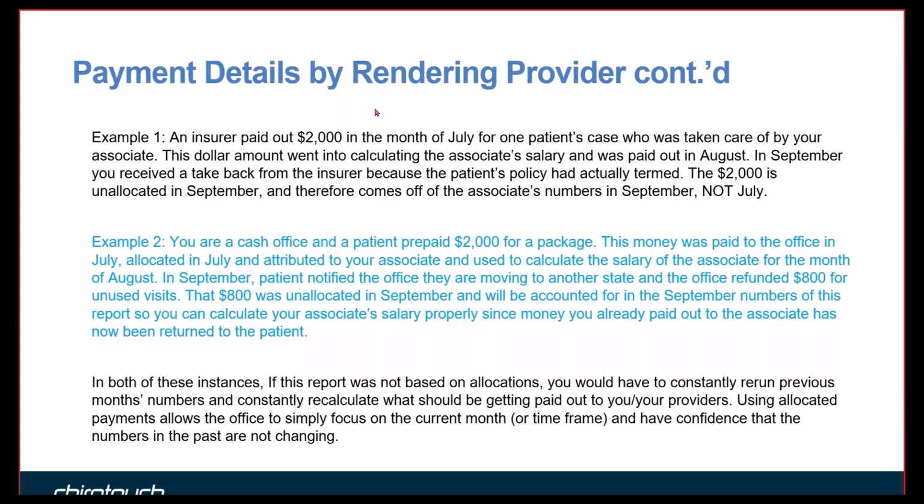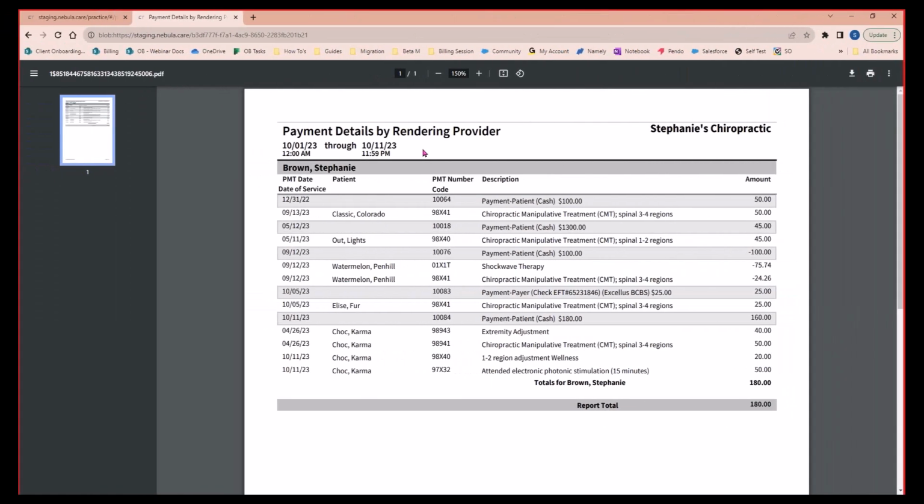So the payment details by rendering provider report is based off when those allocations are completed. We do have an example of this report here. As you can see, I ran this report for October. So this is October 1st through the 11th, that's today. And it is showing me all of the patient payments that have come in, and what they have been applied to, which is fine. So you're still going to see the original dates of service where those payments are going back to. But because they're being allocated in October, they're showing here in the month of October.